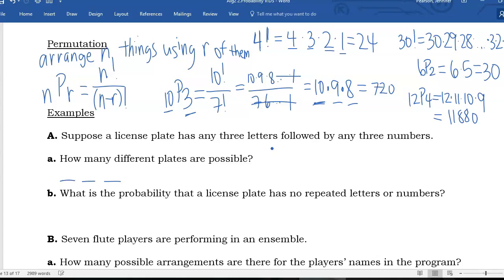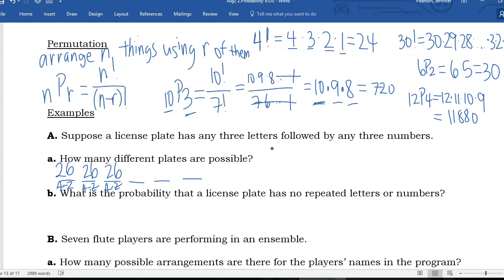Letter, letter, letter. Any 3 numbers. Number, number, number. Then we're going to say how many possibilities for each place. Okay? So any letter means you can pick a letter A through Z. And if you counted the letters in the alphabet, there are 26. Again, any letter. A through Z, there are 26 possibilities. Another letter, another 26 possibilities.